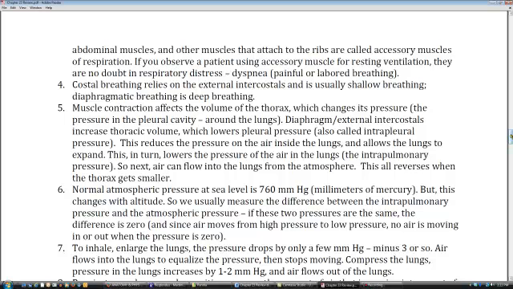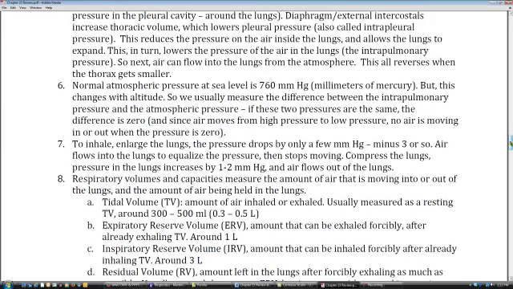Or if you're pushing back against them, then the pleural pressure increases. That compresses the lungs. That makes the lung volume smaller. That compresses the air in the lungs, and that allows you to exhale. You need to know the normal value. Normal atmospheric pressure at sea level is 760 millimeters of mercury. But this changes with altitude.